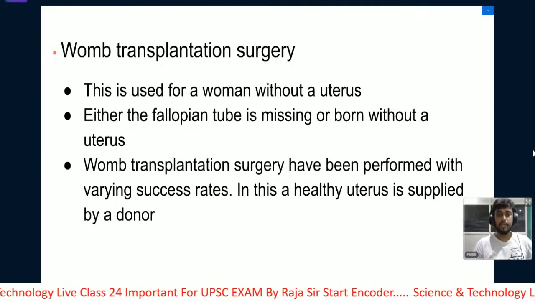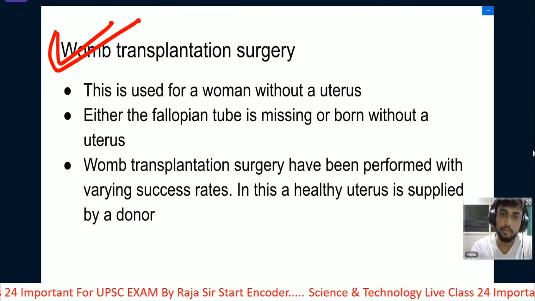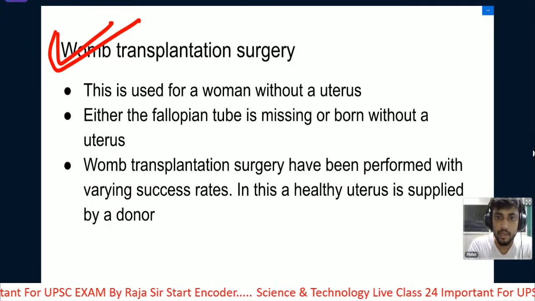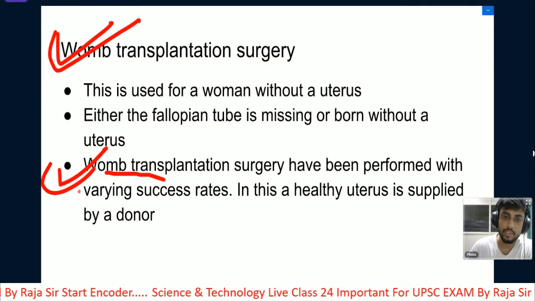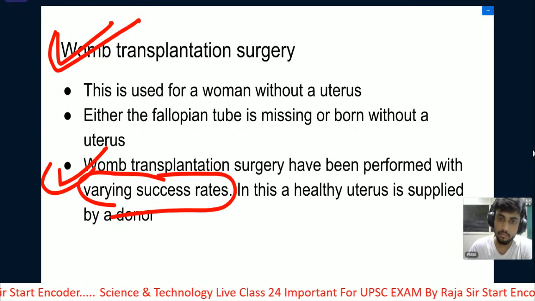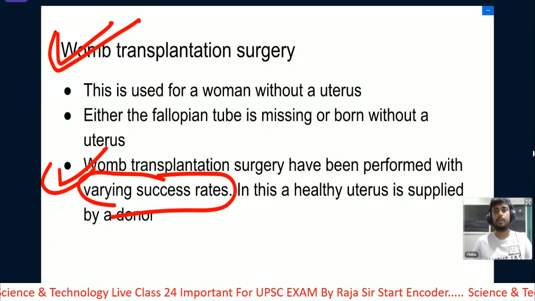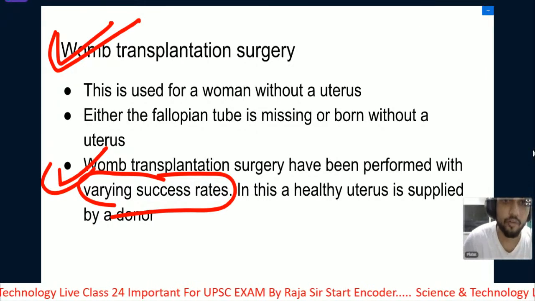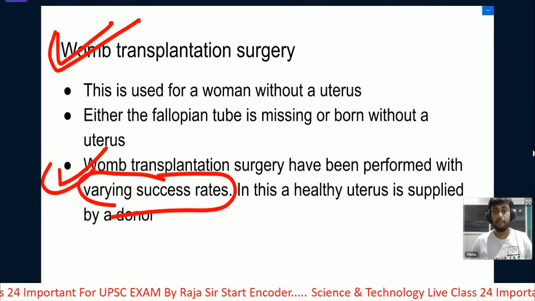So womb transplantation surgery is also not regularly used, okay, because it is also in the developmental phase, but still it has been performed on humans with varying rates of success. Womb transplantation surgery has been used on humans, but the success rates differ from person to person. Okay, this is not everyday technology.